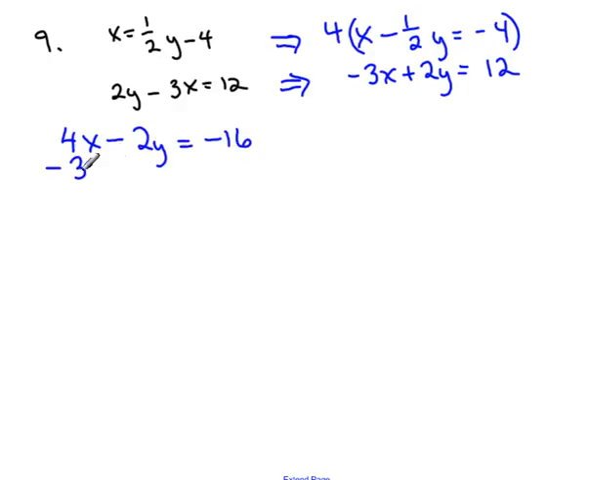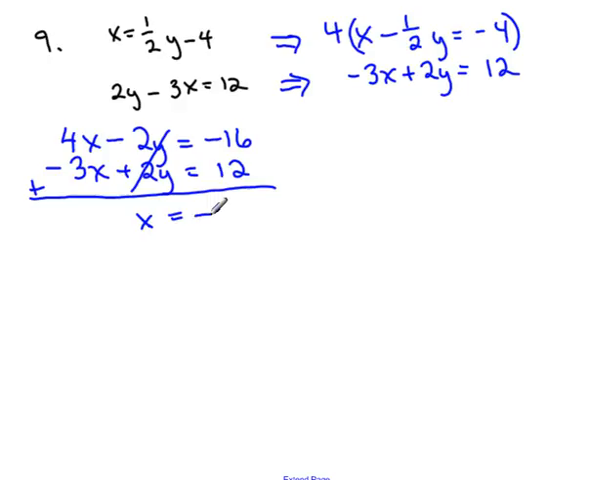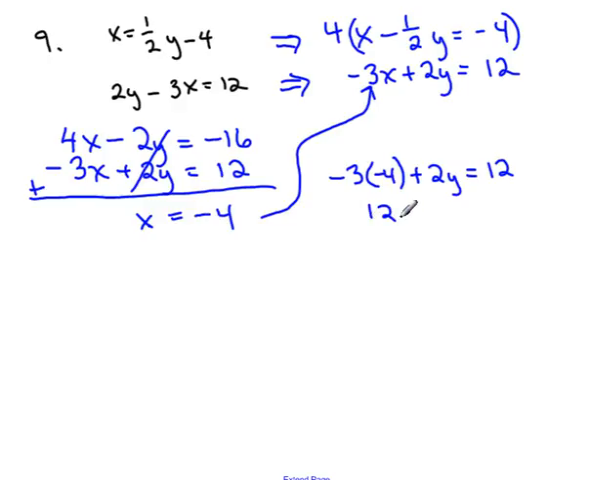Bring down the second equation. I did not do any alterations with that. And now use addition. The y's will eliminate. 4x minus 3x is x. And -16 plus 12 is -4. I need the y value, so choose any of the equations. I'm going to choose this equation, so I'm going to substitute in the -4. So -3 times -4 plus 2y equals 12. -3 times -4 is positive 12.